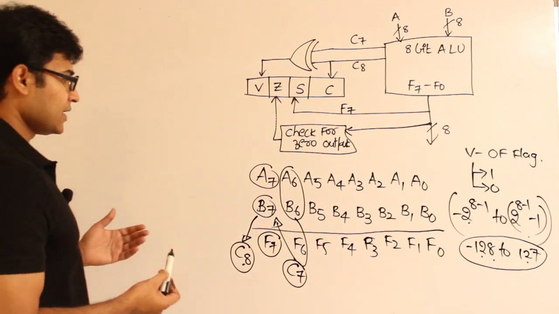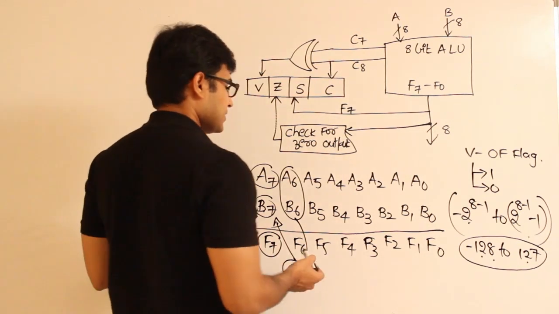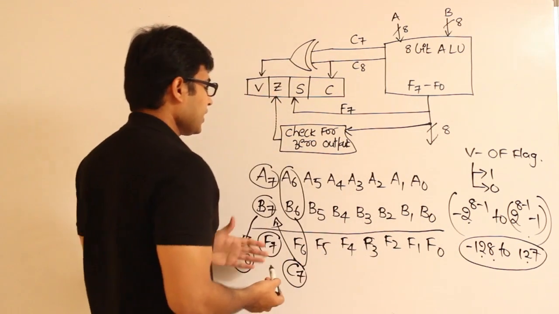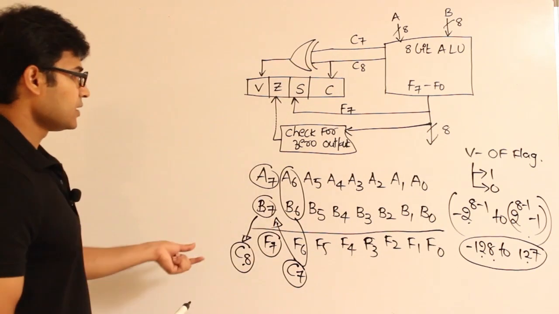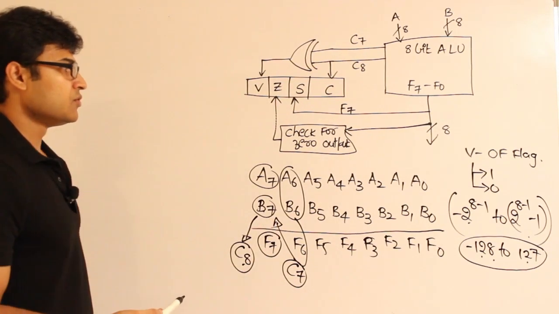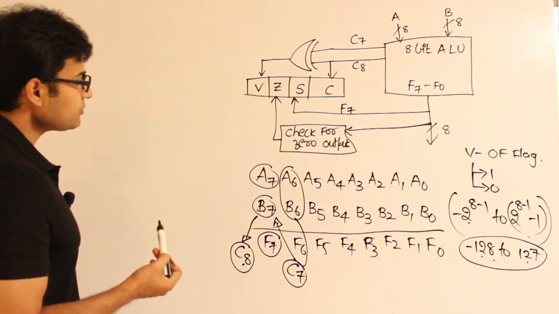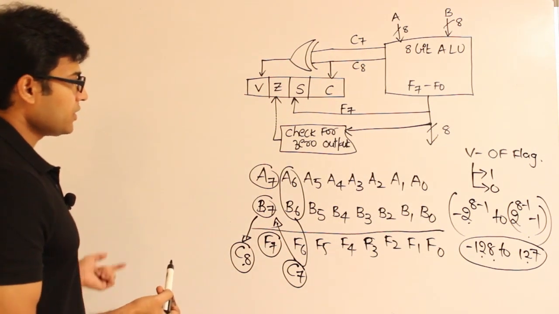Now if the result happens to be a larger number, let us say the result happened to be 130, then it doesn't fit there. Then the overflow flag V is going to be set to 1. Got it? And how to test it?